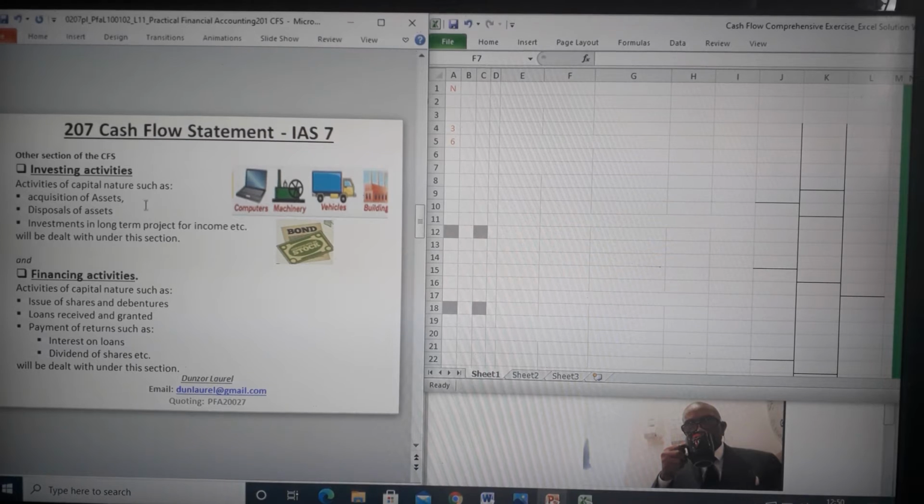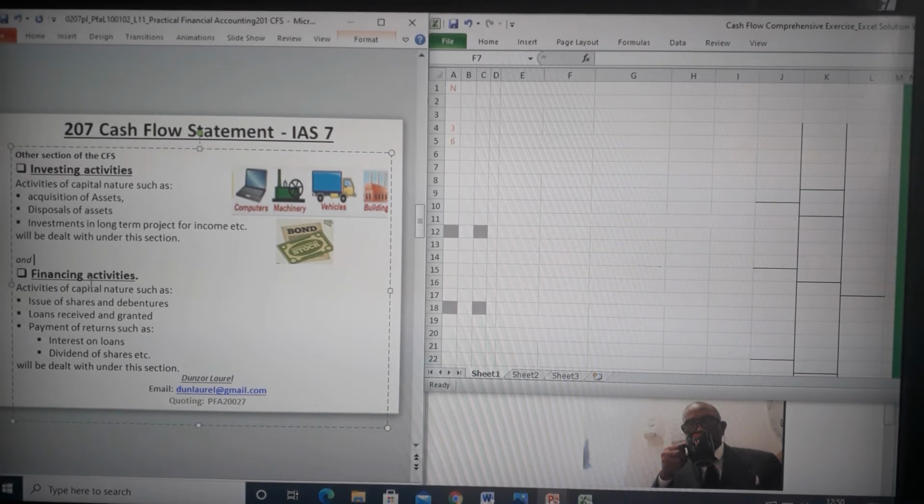Investing activity will deal with capital assets, activity of a capital nature, such as acquisition of assets, disposal of assets, okay, investing in long-term projects for income. All this will be dealt with under this section, like bonds, certificates of stock, right?